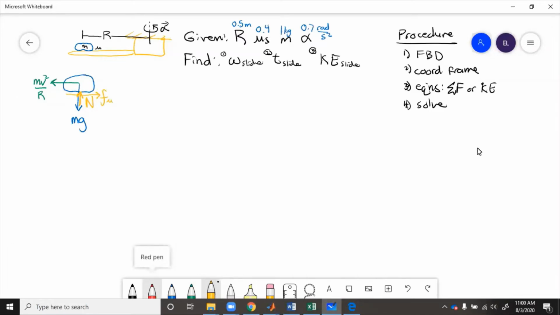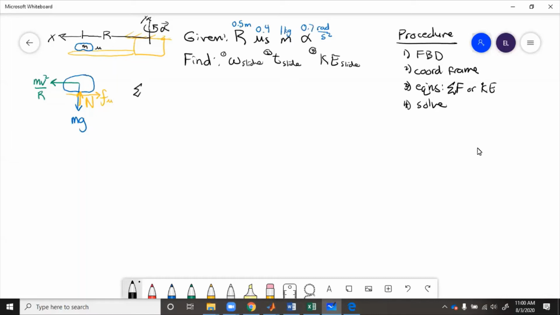So next we need a coordinate frame. We'll say this is X direction. This is Y direction. And then we can go for the equations. So first, we need to do sum of the forces in the Y direction. We can get normal force, then friction. And then sum of the forces in X, we can get V. Then convert V to omega, omega to T, and then find the kinetic energy.